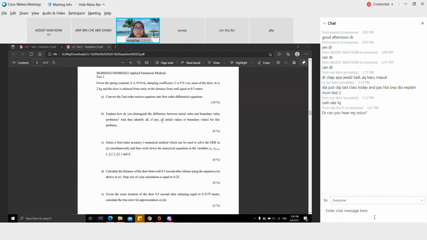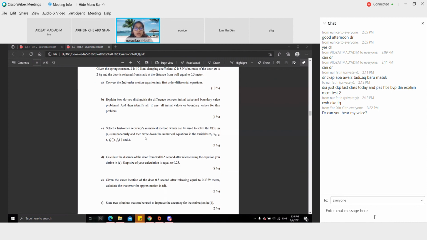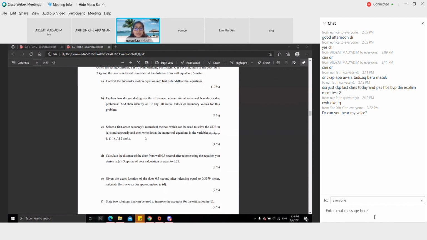Boleh faham? So then D, calculate the distance of the door from wall second after release using the equation derived in C. Okay, after C, you prepare the first order equation and then you must solve for initial value problem. So now you can use Euler or Runge-Kutta. Most of the time students use Euler method. So the easiest way is to use the Euler method. Okay, and then proceed to the E.